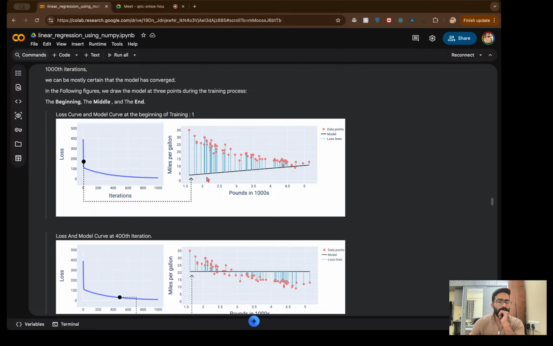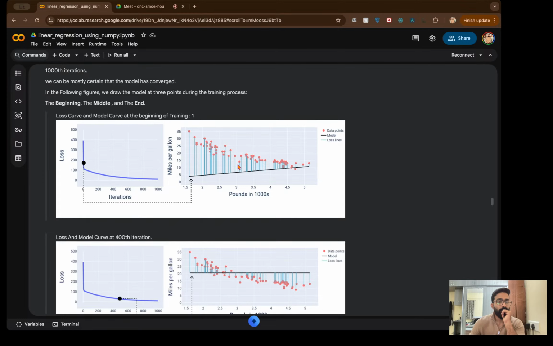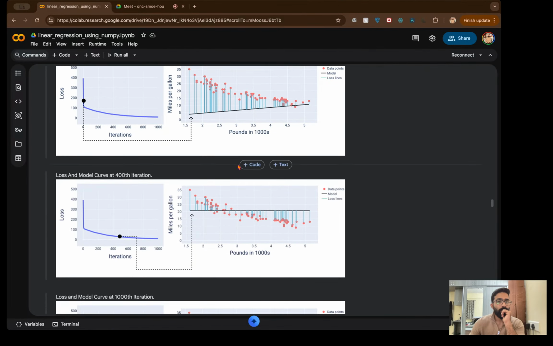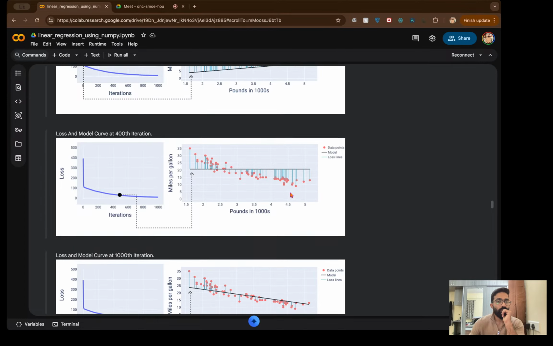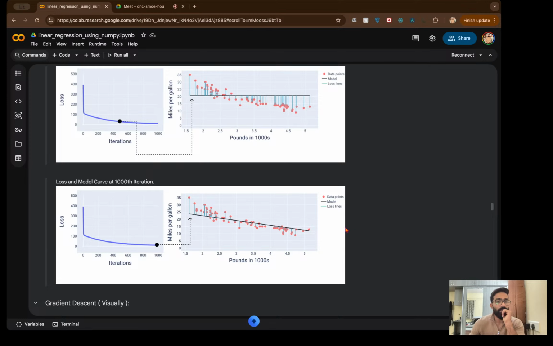So in this example, on the first iteration, the loss is very high. You can see a lot of blue lines, correct? On the 400th iteration, if I plot my model, you can see very few blue lines. That means the loss has reduced. And at the 1000th iteration, you can see very few blue lines. That means the model has converged.